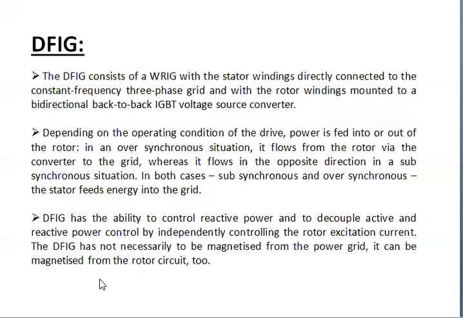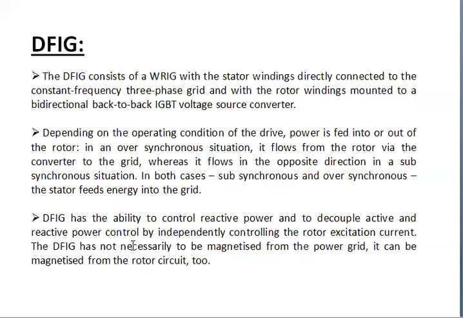So the first one is the squirrel cage generator, and the second one is the wound rotor induction generator. In the wound rotor induction generator, there exist two types: the opti-slip induction generator, and the second one is the doubly fed induction generator. Here, the main one is the doubly fed induction generator. Why? Because it is more advantageous than the opti-slip induction generator. So, a doubly fed generator is an interesting option with a growing market.